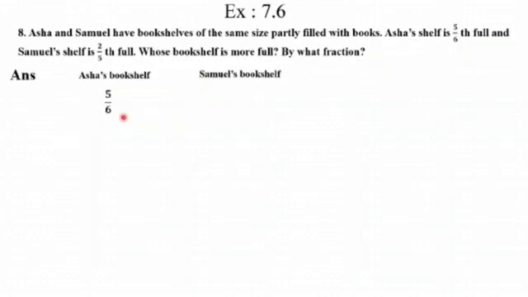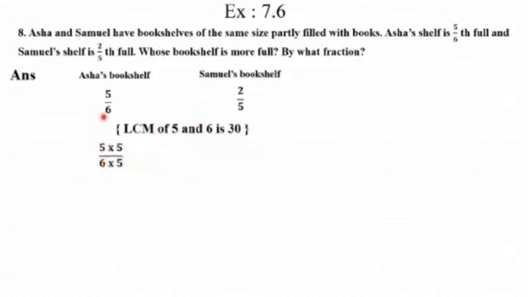We have copied the fraction here. Now for Samuel it is 2 upon 5. As you can see, the denominators are not the same, so our first step is to take out the LCM of 5 and 6, which is 30. So we'll make both denominators 30.